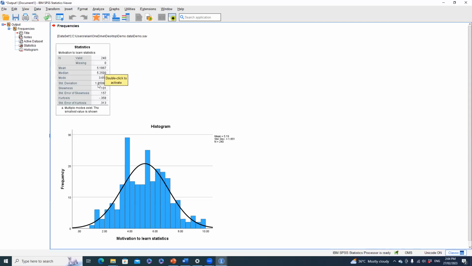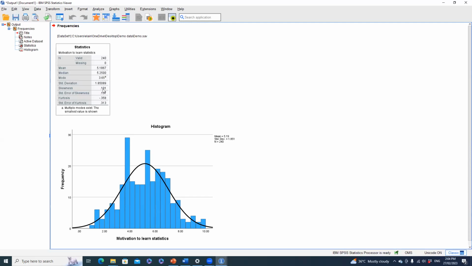And we also have an indicator of how much the scores in our distributional group differed from that so-called typical score, or the mean, on average. So we can say that the typical score was 5.19, but on average, the scores in the group as a whole differed from that so-called typical score by 1.85.